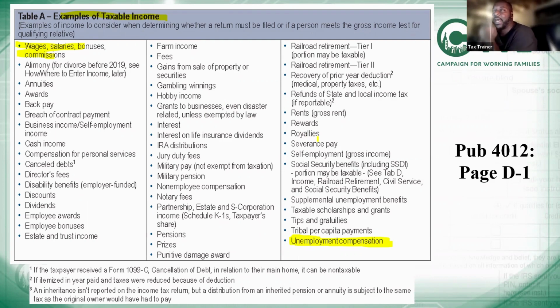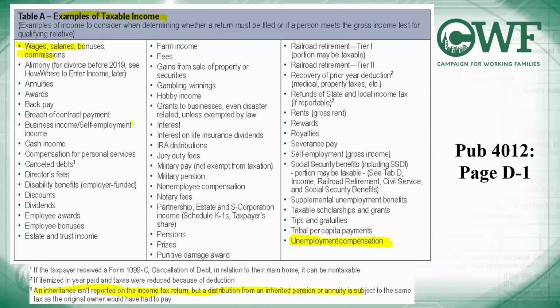So let me see. The inheritance is probably in here somewhere. Here it is down here. An inheritance isn't reported on the income tax return, but a distribution from an inherited pension or annuity is subject to tax. So that's what I was saying. The type matters. If somebody inherited a pension, then it's taxed the same way as that person's pension, or annuity. For example, someone bringing in their husband's retirement that was left to them, that would be an example of that. If it's just theirs, it may not be taxable.